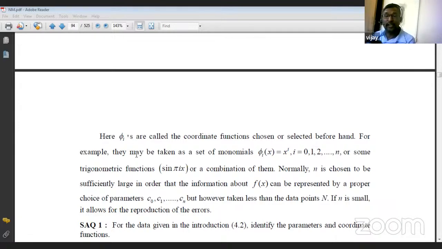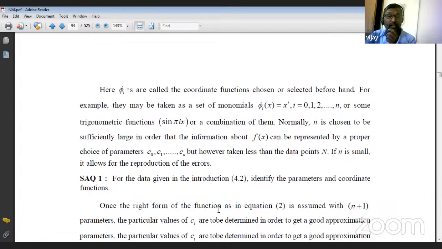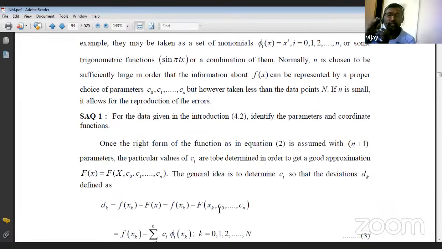However, if the number of parameters is taken to be less than the number of data points, there will be errors in the reproduction. So we assume the form of the function with n plus 1 parameters, and the particular values of the parameters are determined to give a good approximation. That is, f of x equal to F of x, c0, c1, and so on, cn.